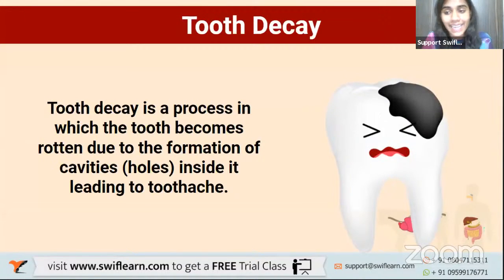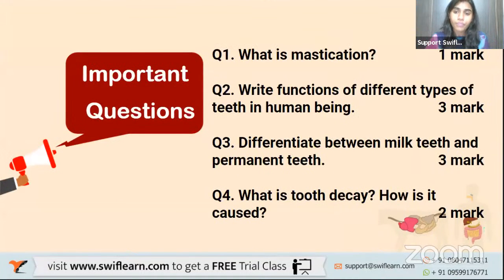Now, coming to a few important questions, let us revise what we learned till now. First question is, what is mastication? Mastication is the process of breaking down food by your teeth into smaller particles in your mouth.